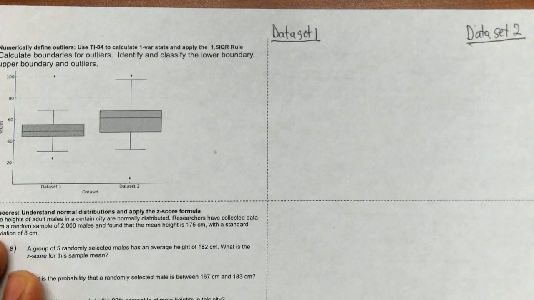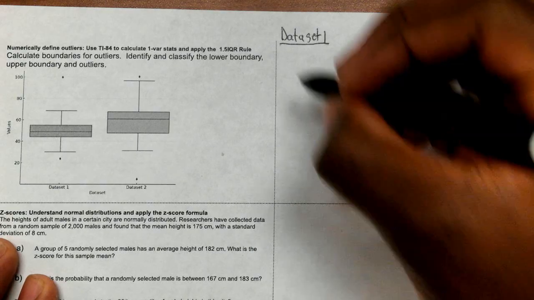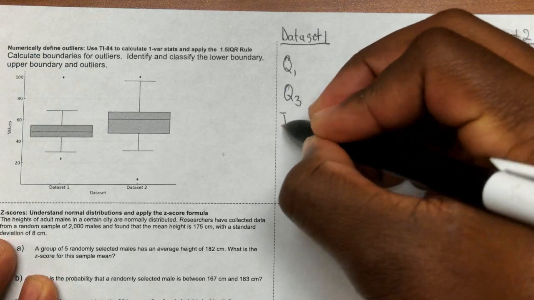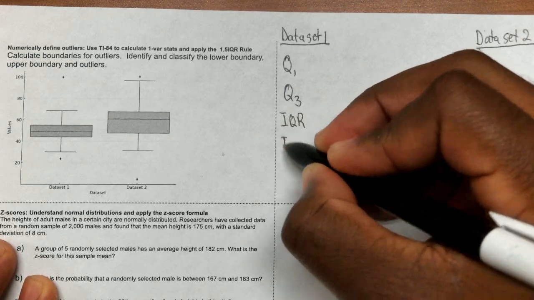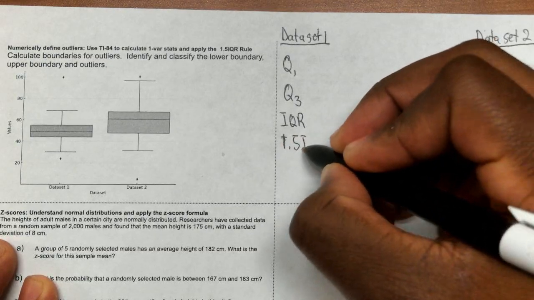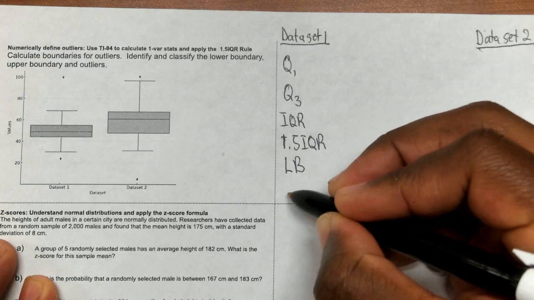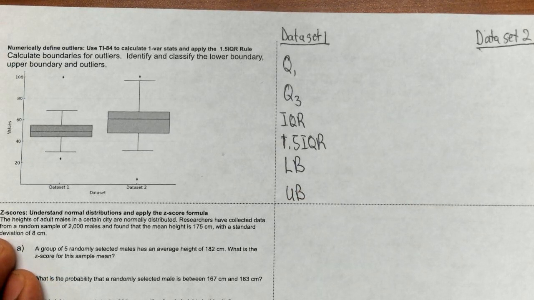Alright, so what we're going to do, guys, is that first we need to try to find our boundaries, okay? But to find our boundaries, we need to firstly identify our Q1 and our Q3. So we need to do our Q1, Q3, which will help us to find our IQR. Then you can do 1.5 times your IQR, okay? And then you'll be able to identify your lower boundary or your lower fence and your upper boundary or your upper fence, okay? And then we'll use that to define any outliers, okay?